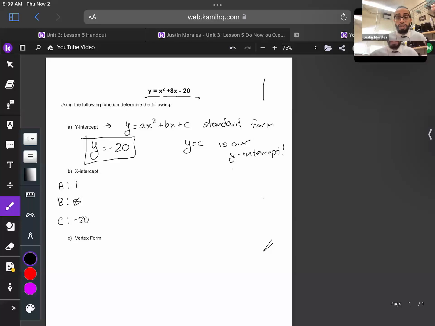So now our x-intercept. For x-intercept, we need to get it into factored form. Good thing I already have my ABCs listed here. What we have to do next is A times C, and that's going to be 1 times negative 20, which is equal to negative 20. Next, we have to find two numbers that multiply to negative 20, but add to positive 8. I can see that's going to be 10 times negative 2, which is negative 20, and 10 plus negative 2 equals positive 8.